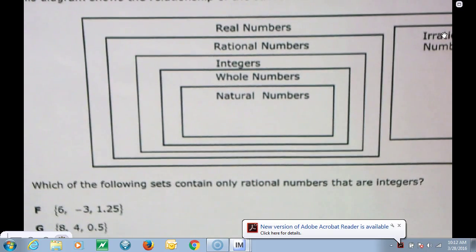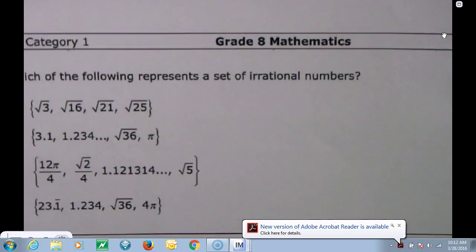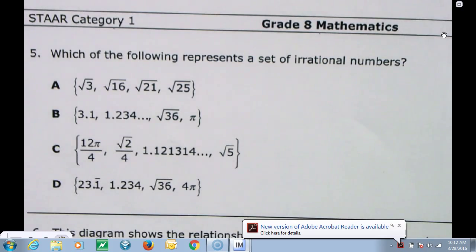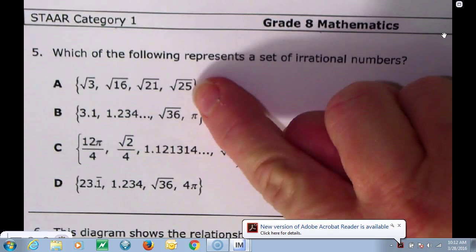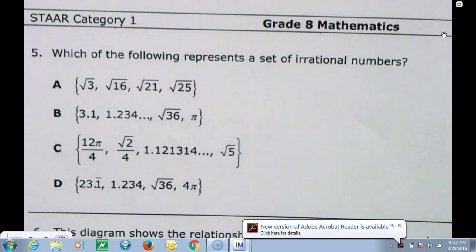I'm just going to skip around doing some problems. Okay, on number 5. Which one is a set of irrational numbers? Get your answer in your head. It's not A, guys. A, that's easy. Square root 25 is 5. That's not irrational. So it's not A. I love the clickety clack I'm hearing.